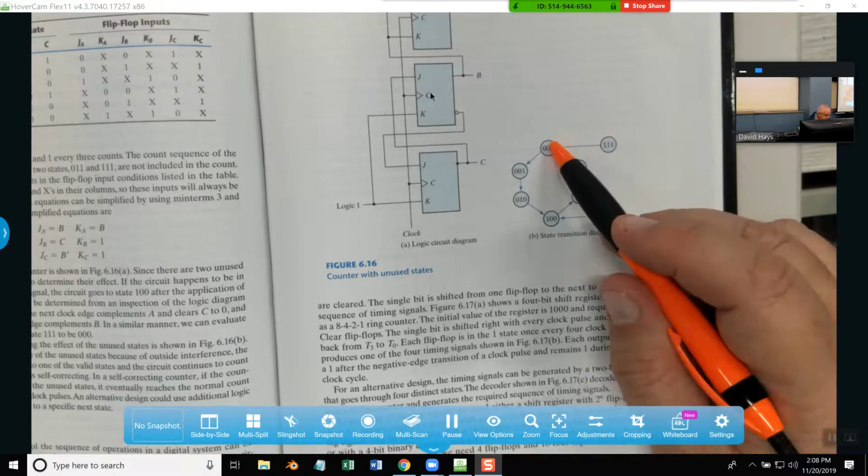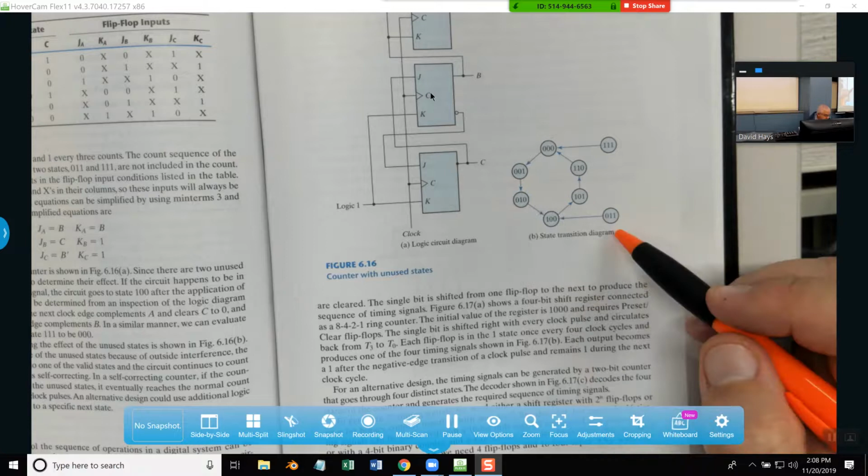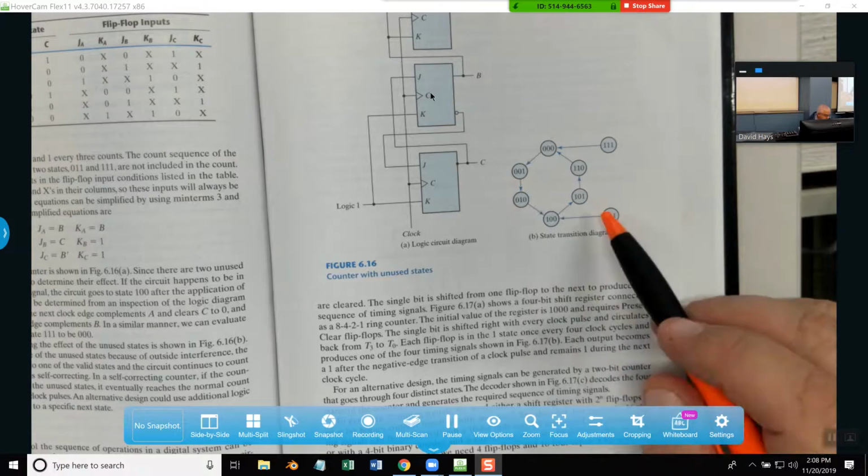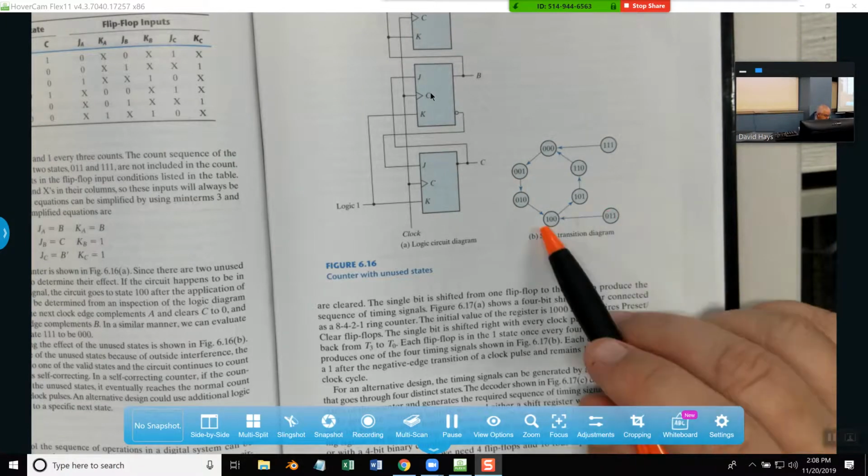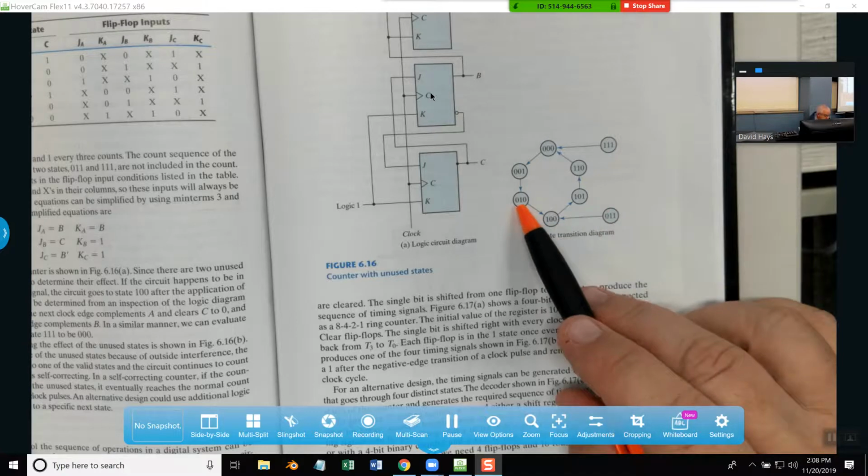010, the next one, binary wise, would be 011. So if it was there, then the next one after that would be 100. So you can think of it that way.